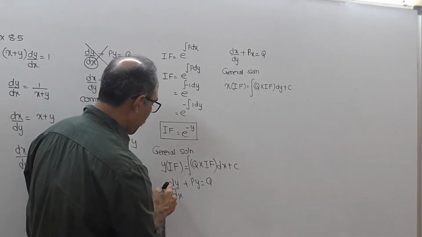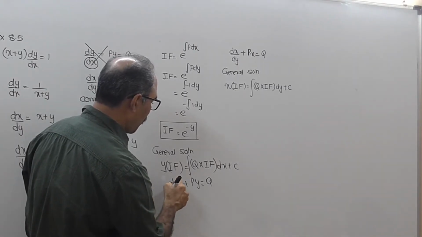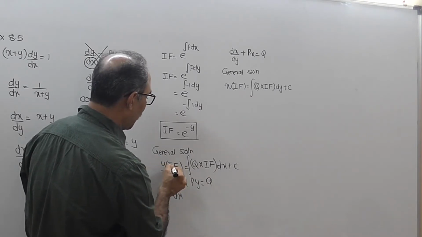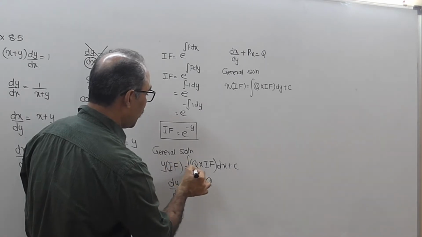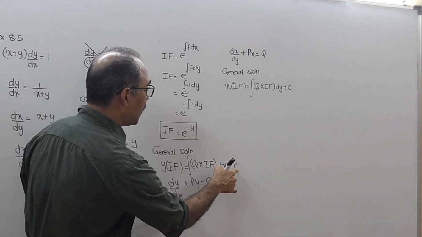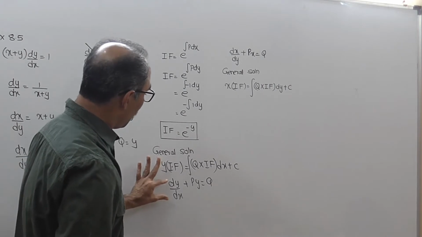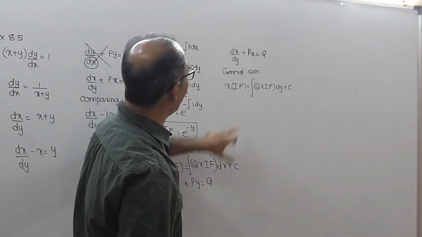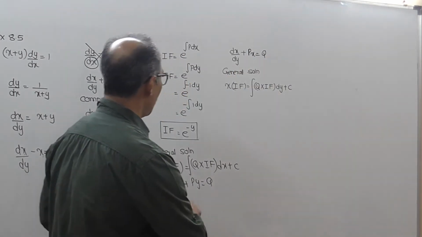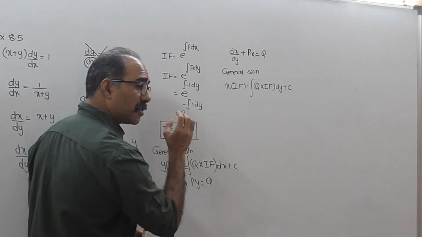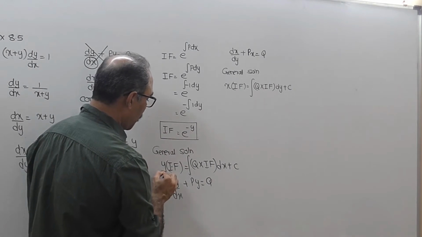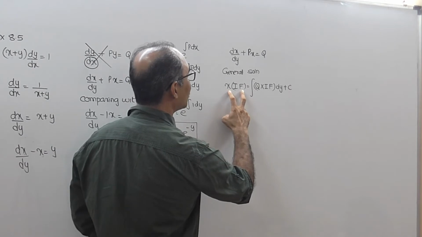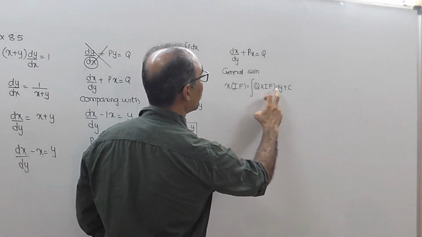See, originally, if my problem is of the form dy by dx plus py equal to q, my general solution is y times integrating factor equal to integration of q times integrating factor dx plus c. This is the normal one. Now I am not having dy by dx, I am having dx by dy. So instead of py, I will have px, and that is equal to q. So my general solution, the normal course would be y times integrating factor, but in this case it is reversed. So it will be x times integrating factor equal to integration of q times integrating factor dy.